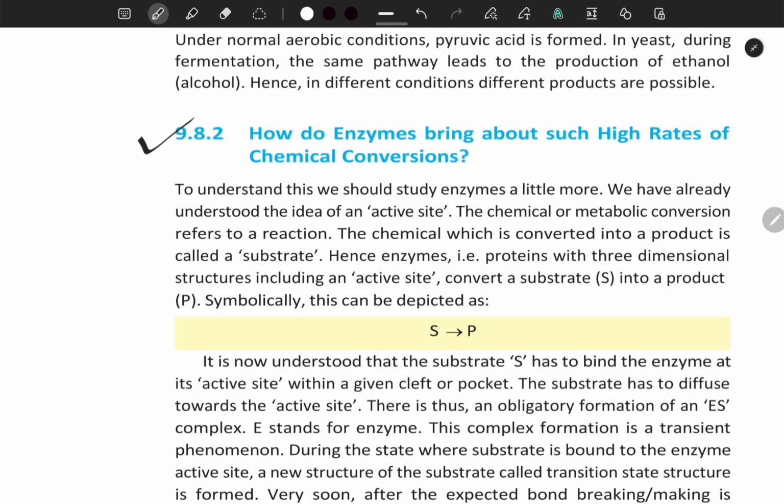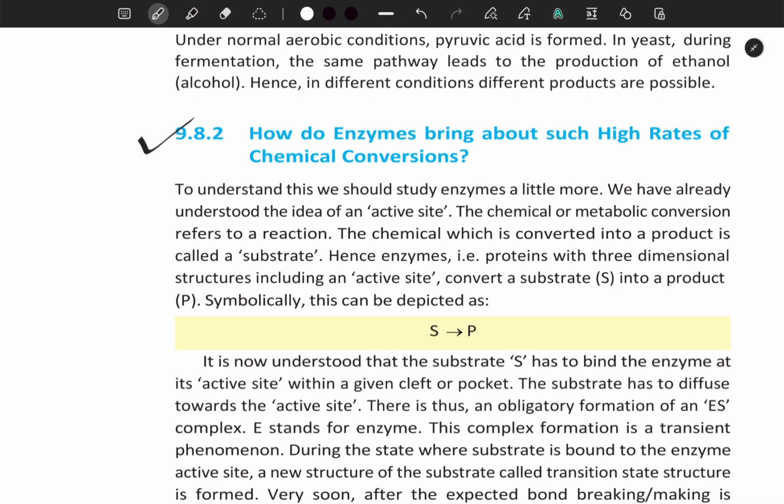9.8.2 How do enzymes bring about such high rates of chemical conversions? To understand this, we should study enzymes a little more. We have already understood the idea of an active site. The chemical or metabolic conversion refers to a reaction. The chemical which is converted into a product is called a substrate. Hence, enzymes, that is proteins with three-dimensional structures including an active site, convert a substrate S into a product P.